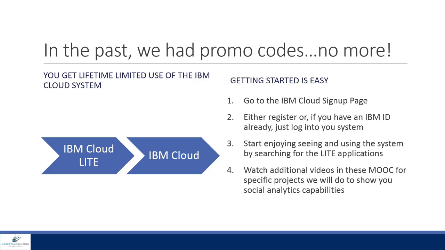So how do you get started? It's really easy. You go to the IBM Cloud sign-up page, which you have the link. Then you either register for an IBM ID, or if you have an IBM ID already, you just log into the system. I'll show you where here in a second. Then you start enjoying it. I mean, basically, you click that you're going to be using the IBM Cloud, and it will activate the system, and I'll show you what the start screen looks like. And then we have additional videos in the MOOCs that you can use to do specific things on the system to show you the social analytics capabilities of the IBM Cloud software.